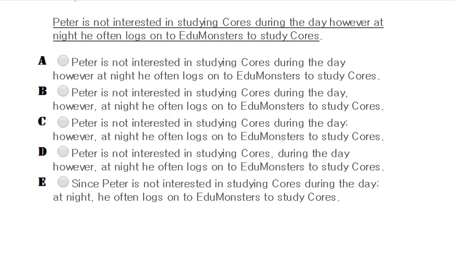Peter is not. Remember, always find the subject and verb, right? The subject and verb is Peter is not interested, right? Main idea. Prepositional phrase, right? During the day. So you don't need any of this. Okay? So Peter is not interested. That's the main idea in doing this.